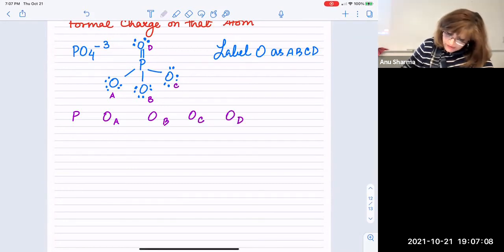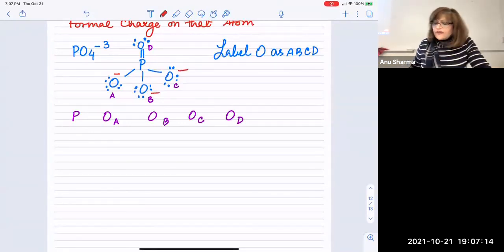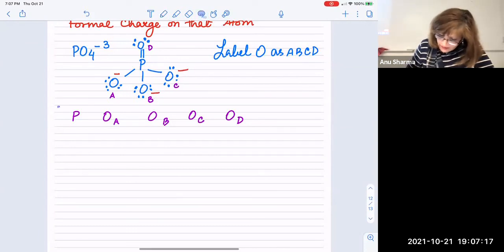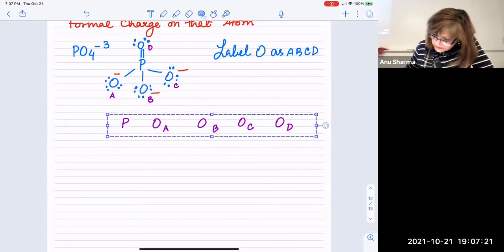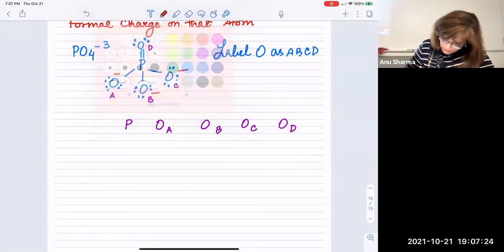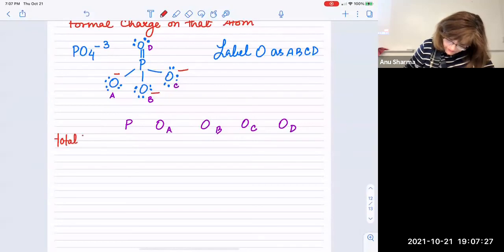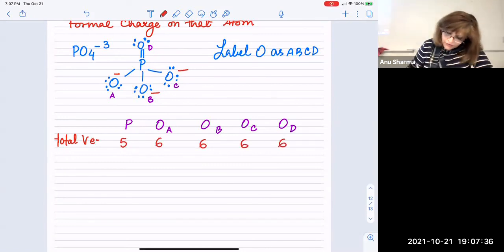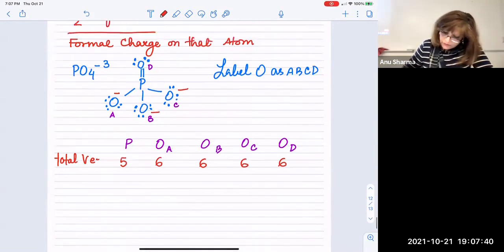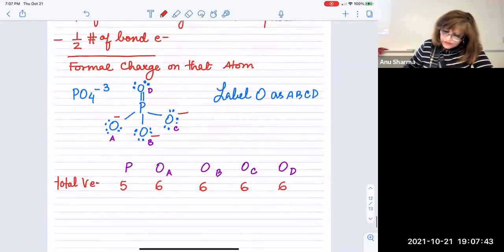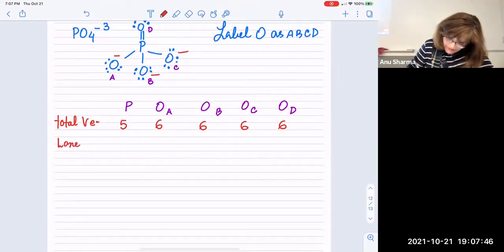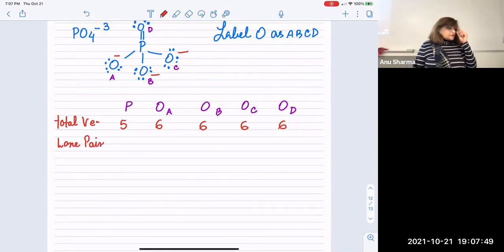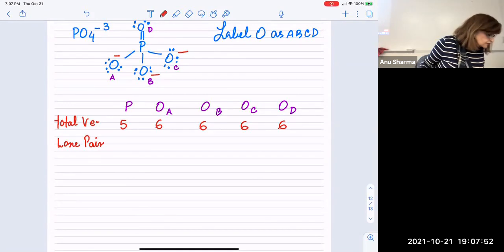Are we really sure that this oxygen has a negative charge? This one has a negative charge, and this one has a negative charge. This is how we find out. So let's do this here. Total valence electrons: phosphorus is 5, oxygen is 6. All oxygens will have 6 valence electrons. Now, on phosphorus, non-bonding electrons: do you see any lone pairs on phosphorus?